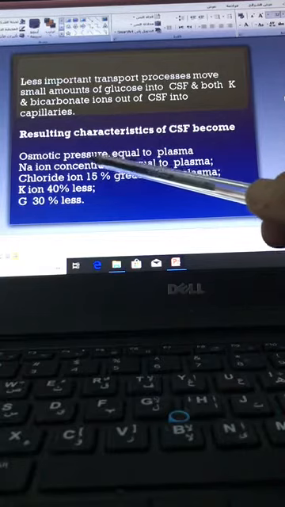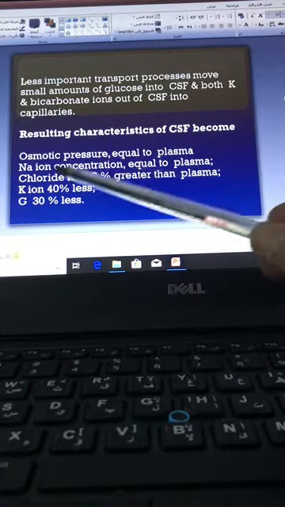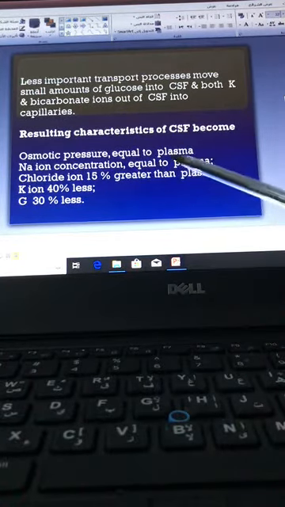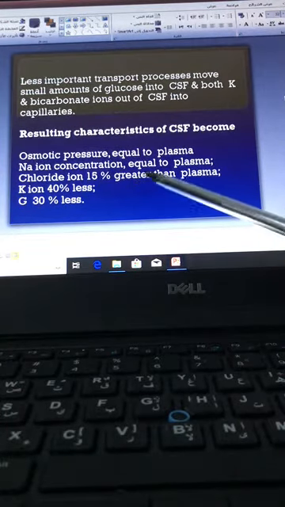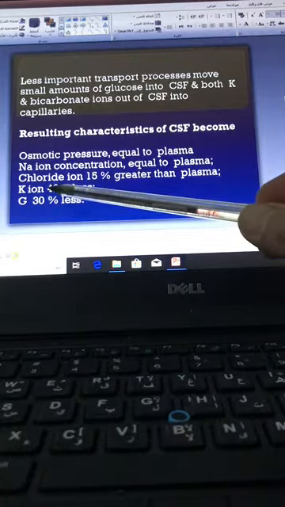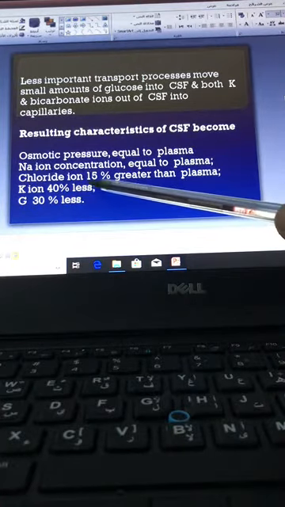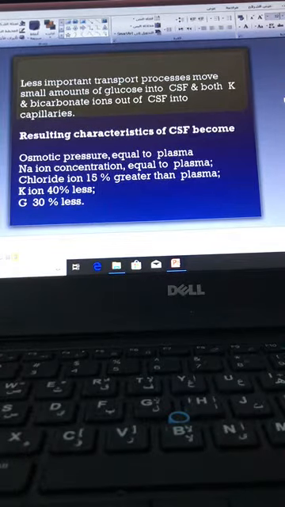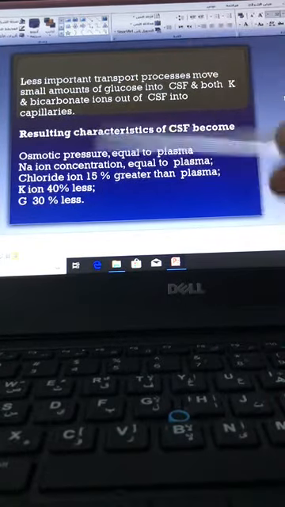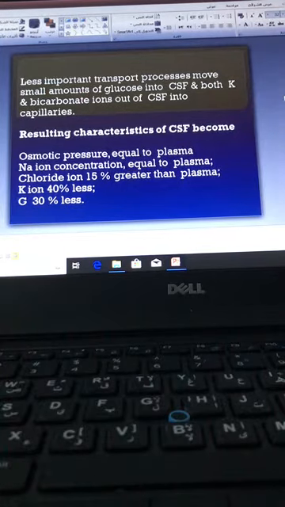بالنهاية the osmotic pressure equal to the plasma. Sodium ions equal to the plasma. Chloride ions 15% greater than plasma. Potassium ion 40% less. Glucose 30% less. هذه مقارنات بين التراكيز الموجودة ب CSF والبلازما.